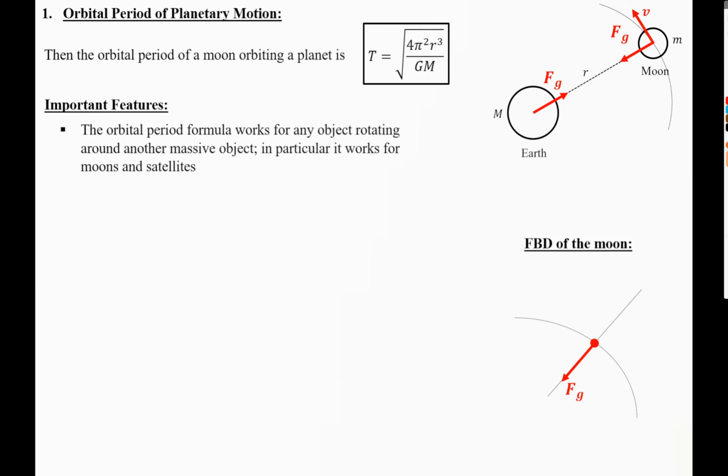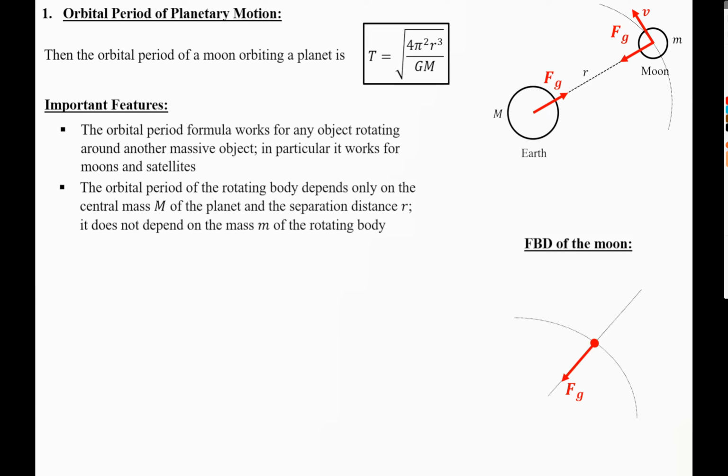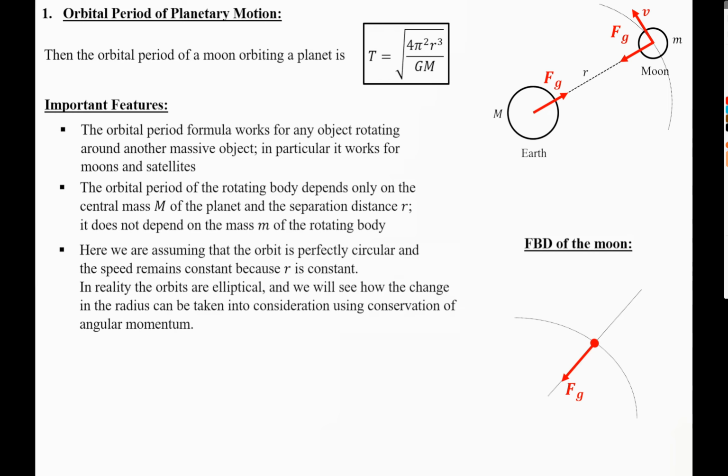Now what are some important features? The orbital period formula works for any object rotating around another massive object. In particular, it works for moons and satellites. The orbital period of the rotating body depends only on the central mass and the separation distance. It doesn't depend on the mass of the body which is rotating. Here we're assuming that the orbit is perfectly circular and the speed remains constant because r is constant. In reality, the orbits are elliptical, and we will see how the change in the radius can be taken into consideration using the conservation of angular momentum.